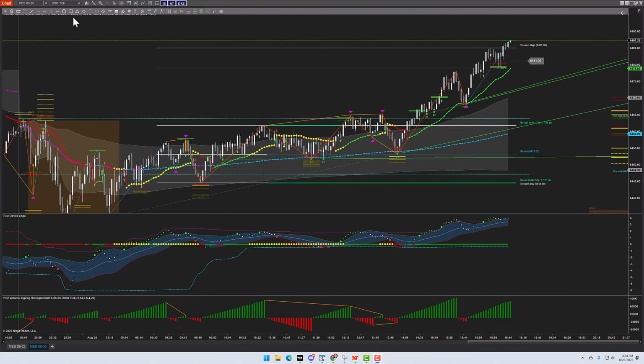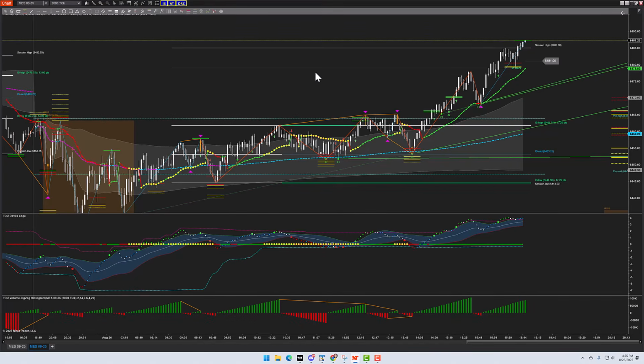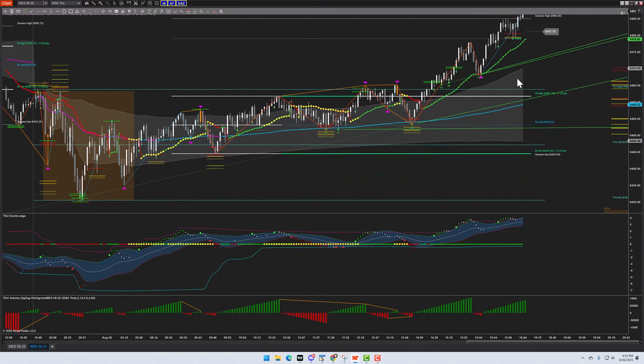Now on the chart here, my preferred instrument is a 2000 tick on the ES. Now ES, MES, it's just a function of the contract size you're trading and what the volatility looks like. So I keep both open throughout the course of the day, depending on what the price action looks like.